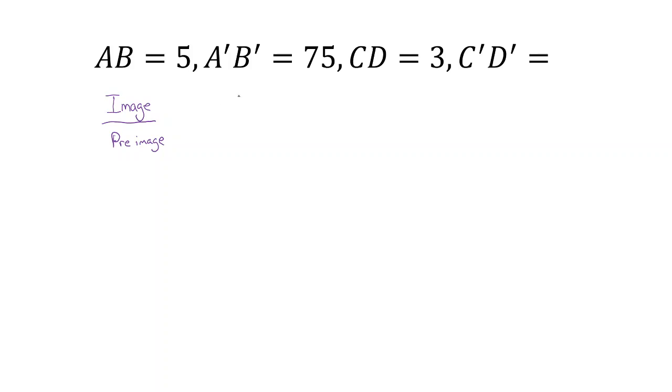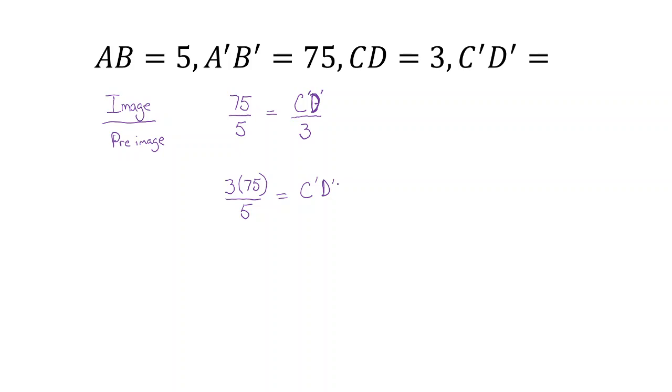So if our image for AB is 75, that is to 5 as C prime D prime, which is what we don't know, the image of C and D, is to the pre-image of 3. Now we can cross multiply. We take the 3 and multiply it to the numerator of the other side. So it's going to be 3 times 75 over 5 equals C prime D prime.